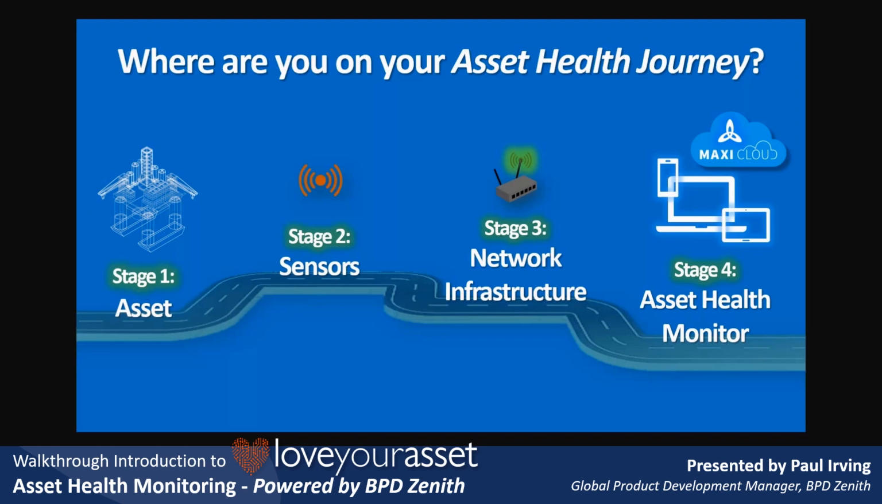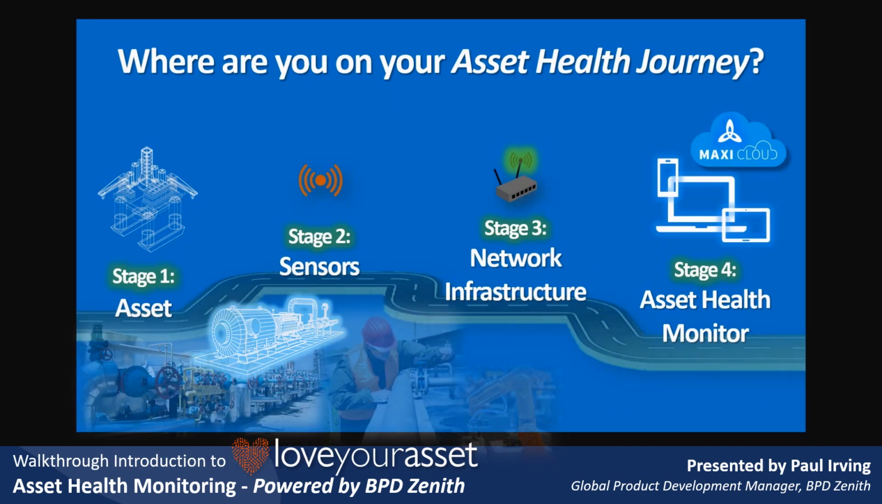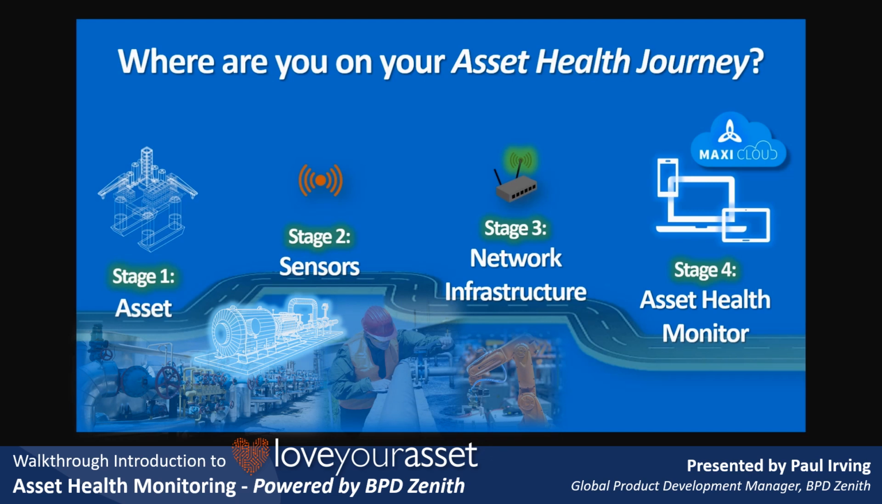But before we do that, I'm just going to talk to you about what you need to have in place before we can start measuring the asset's health. The first thing you need is an asset, something that you want to measure the health of. This could be a piece of equipment, or it could be a physical location like a room. And in our example, we're going to use a room.